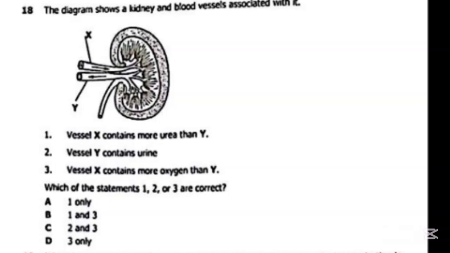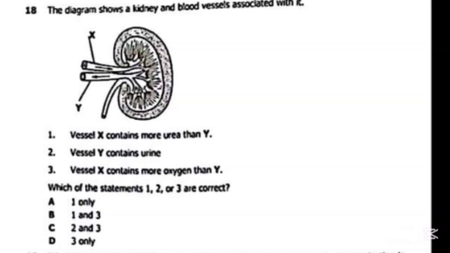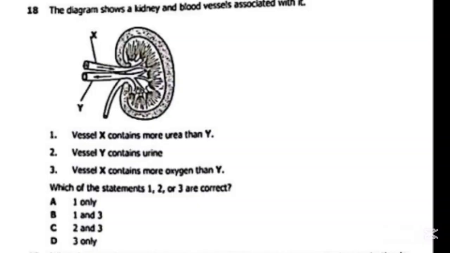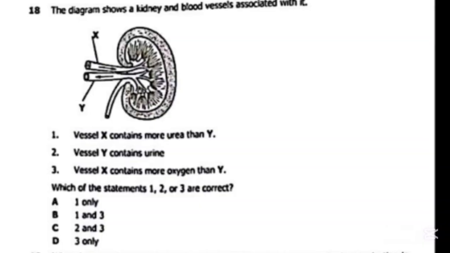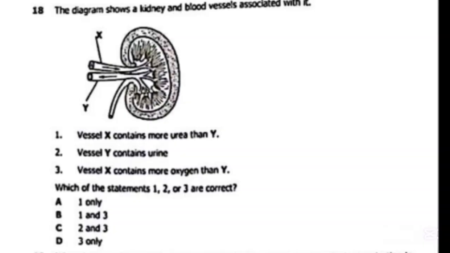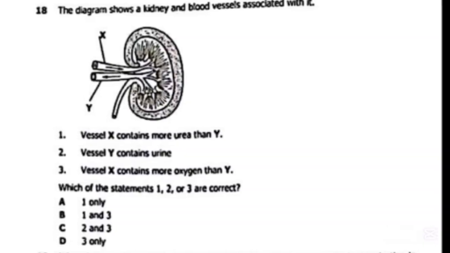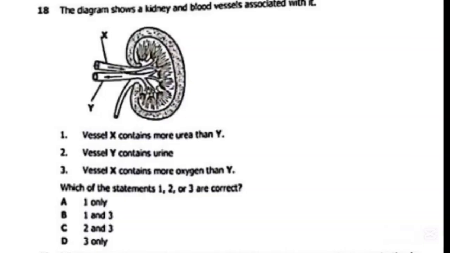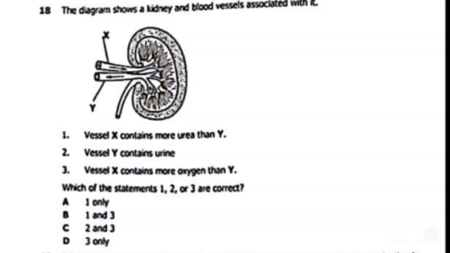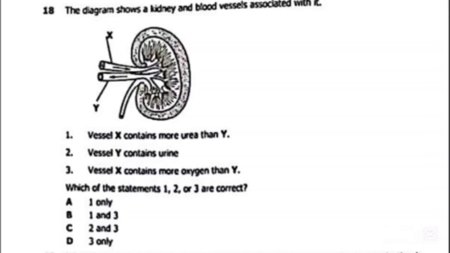The diagram shows a kidney and blood vessels associated with it. 1. Vessel X contains more urea than Y. 2. Vessel Y contains urine. 3. Vessel X contains more oxygen than Y. Which of the statements 1, 2, or 3 are correct?